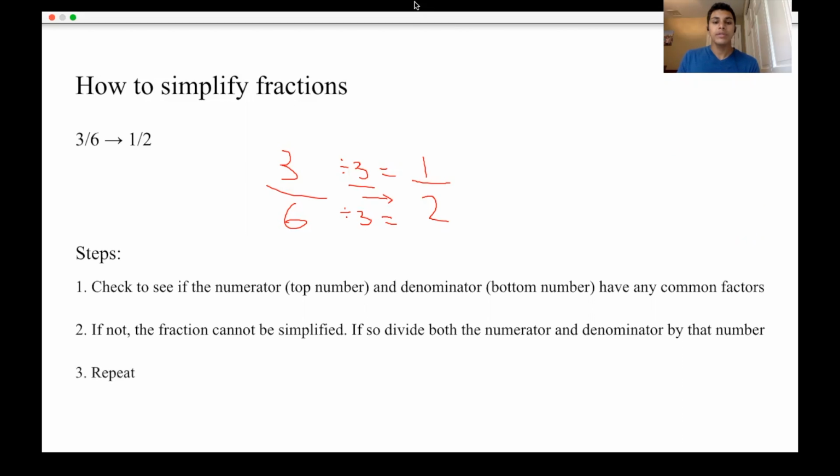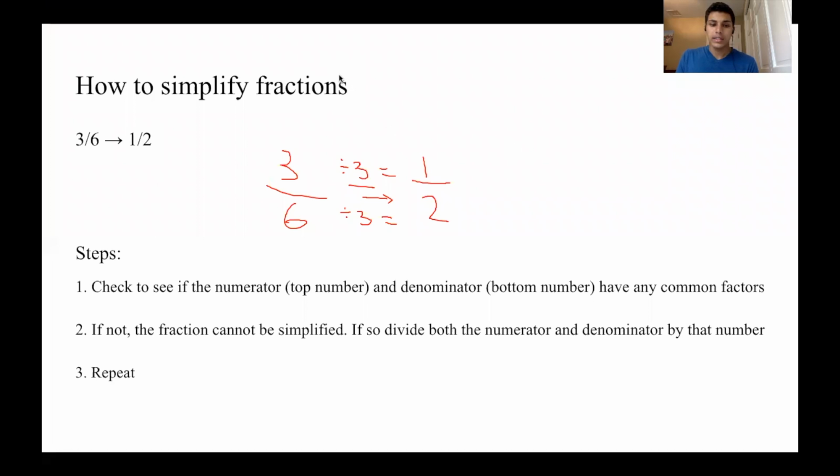And the reason that we do this is because, let's say we started with a fraction such as 9 over 81. Now, both 9 and 81 are divisible by 3. So if we were to follow our steps of simplifying, we do 9 divided by 3 and 81 divided by 3. And that would end up with 3 over 27.